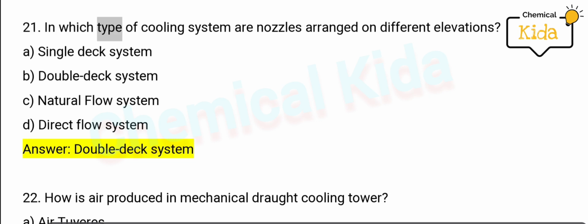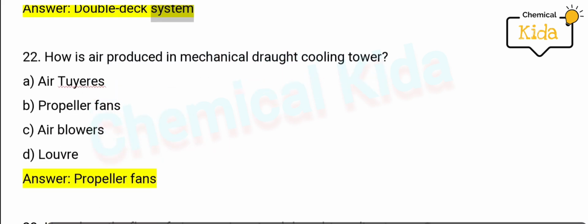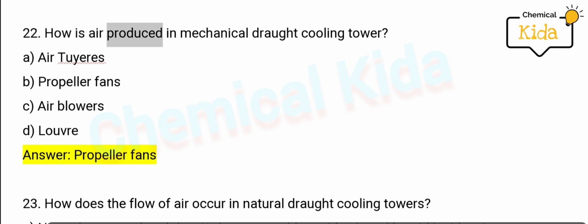21. In which type of cooling system are nozzles arranged on different elevations? A. Single deck system. B. Double deck system. C. Natural flow system. D. Direct flow system. Answer: double deck system. 22. How is air produced in mechanical draught cooling tower?